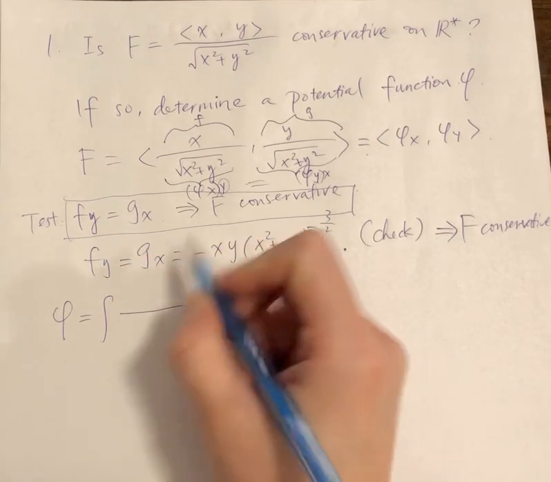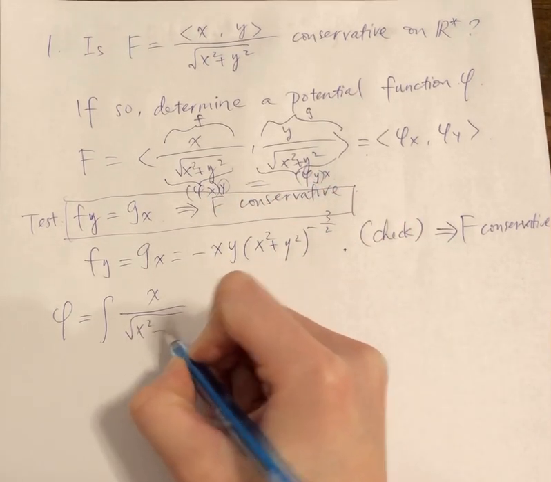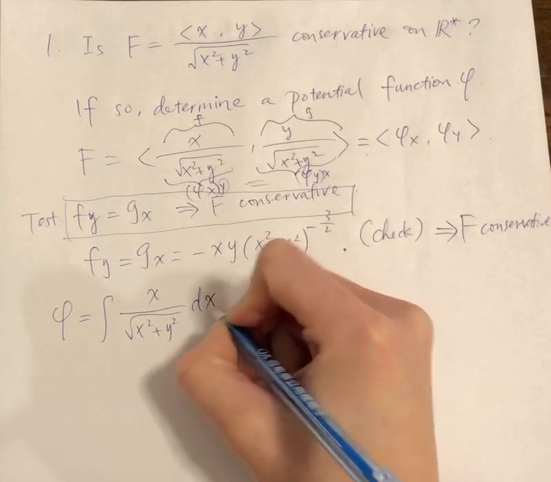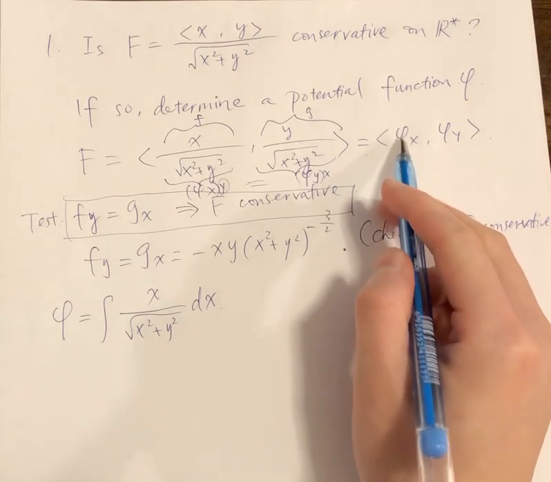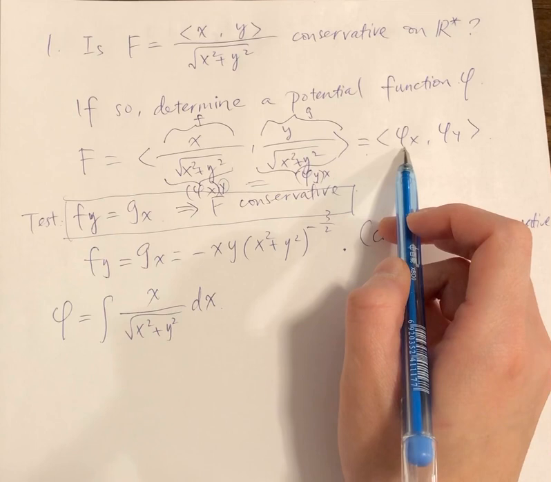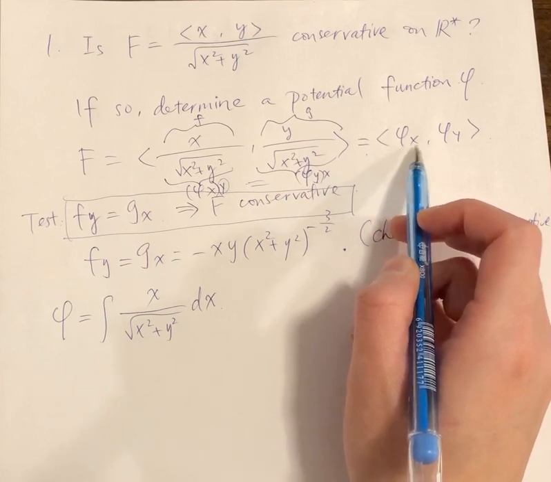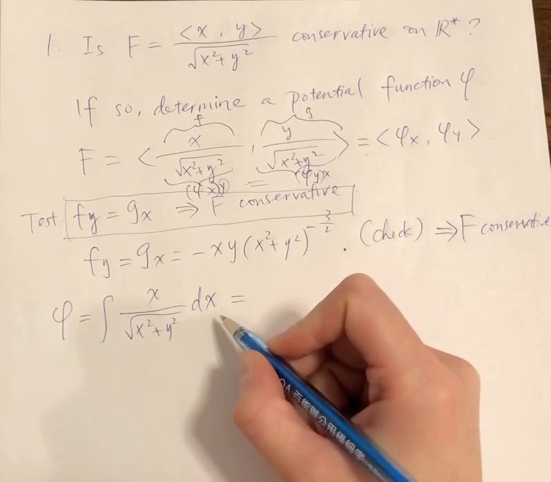integrate the two components. The first component should be with respect to x. Why? Because this is the first component, we want it to be phi x, right? So from phi x to phi, we integrate with respect to x. That's why this is dx.